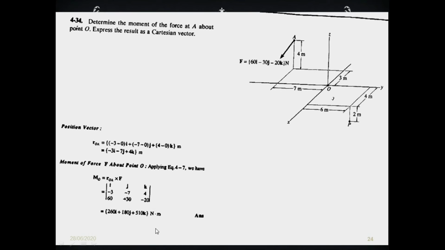Now since this value of moment has the components i, j and k, this moment is not a scalar moment. Because of the i, j, k components, it is a vector moment, and it satisfies what the question is asking: express the result as a Cartesian vector. So this moment Mo is now a Cartesian vector. Okay, is it clear? That is very good. We will move to the next numerical.